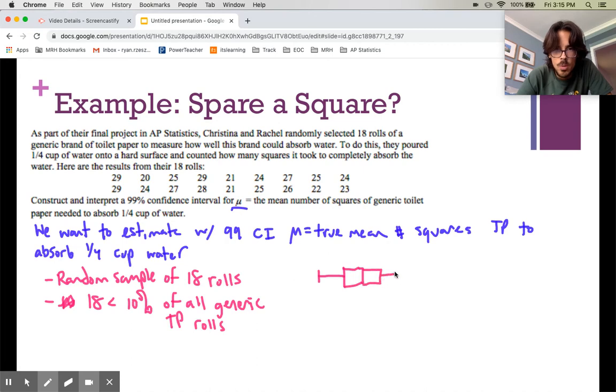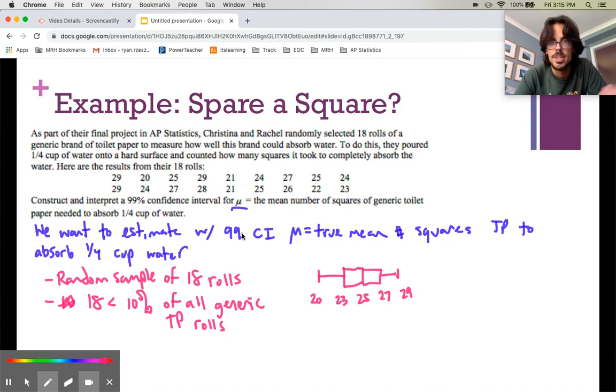But truly, they don't want you to waste a bunch of time making a crazy graph here. We got 20, 23, 25, 27, 29. I'm pretty sure that's what the number said. If I'm wrong, just fix it.